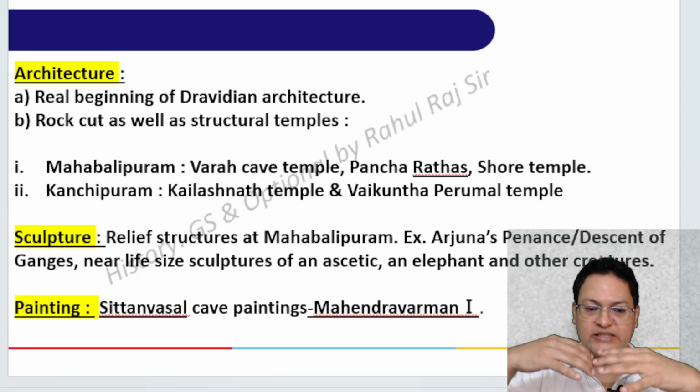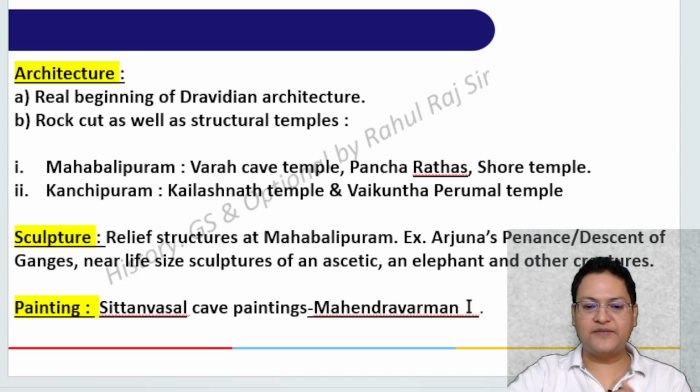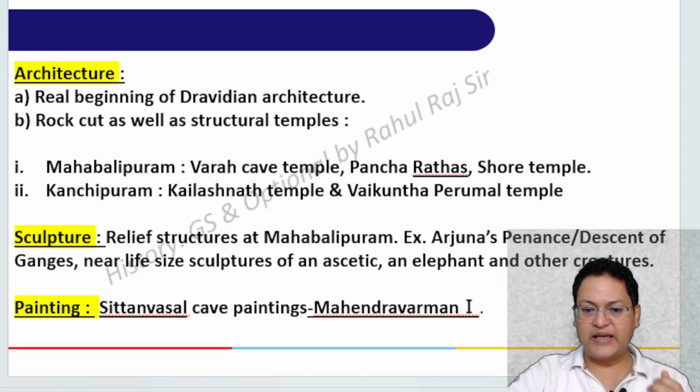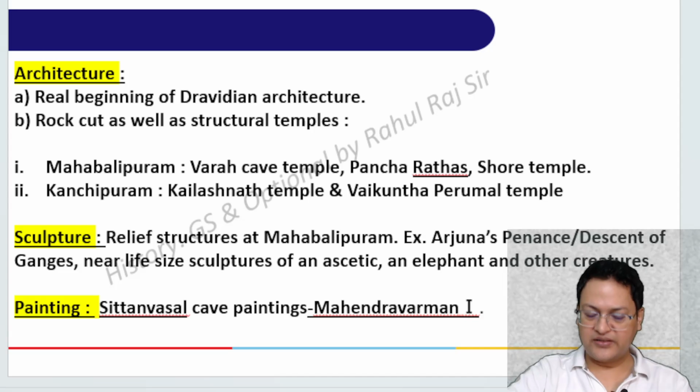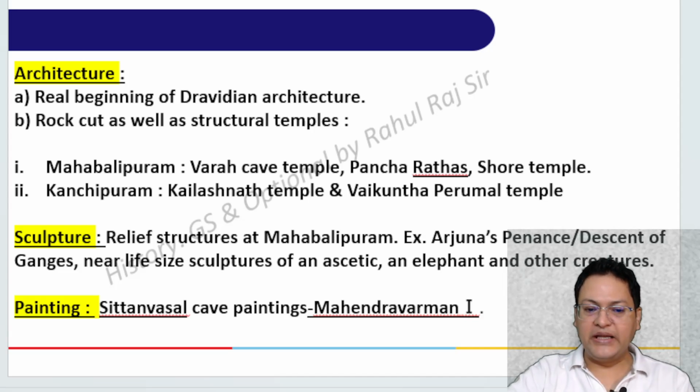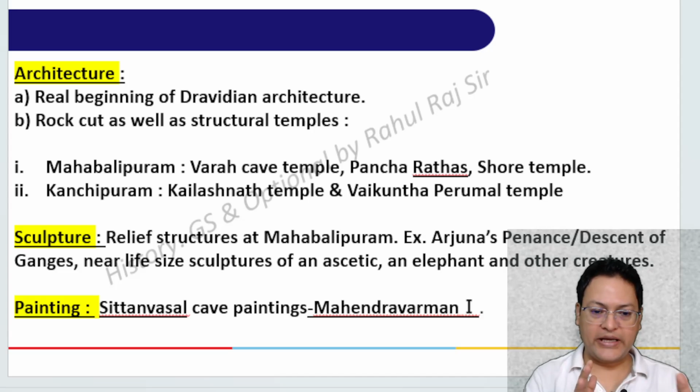On 2 boulders you can see this in Mahabalipuram. Then near life size sculptures of an ascetic, an elephant and other creatures, right? Very simple. Then painting, now most of the students would not write this, okay.